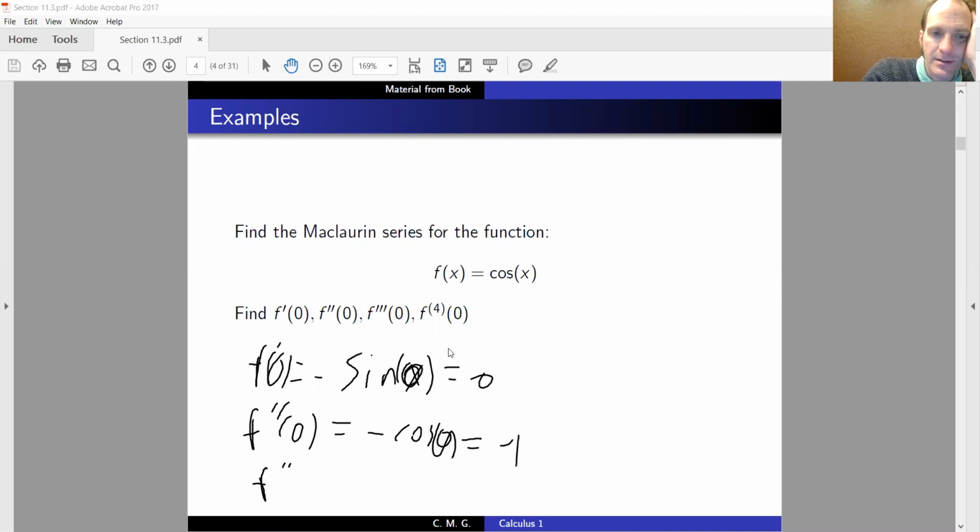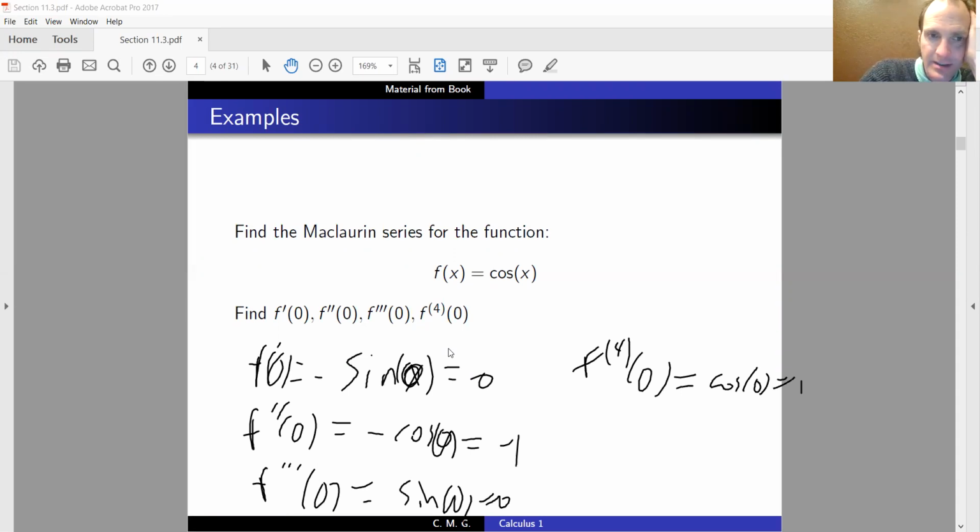The third derivative at 0 is sine of 0, which is 0. The fourth derivative at 0 is just cosine of 0, which is just 1. And that's where it sort of repeats, right? So the original function, cosine of 0, is 1. That's my f of 0. Okay. Now I want to form that Maclaurin series from this.